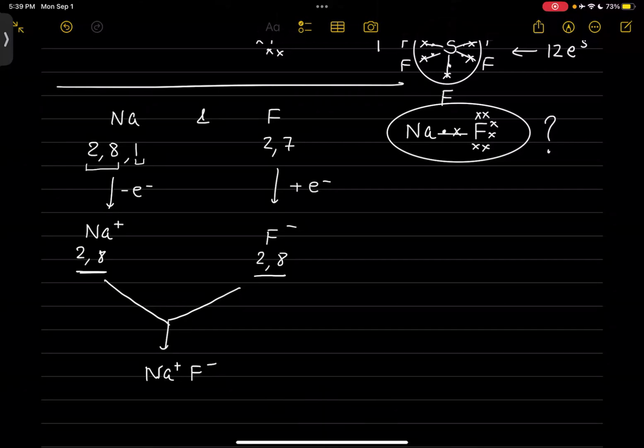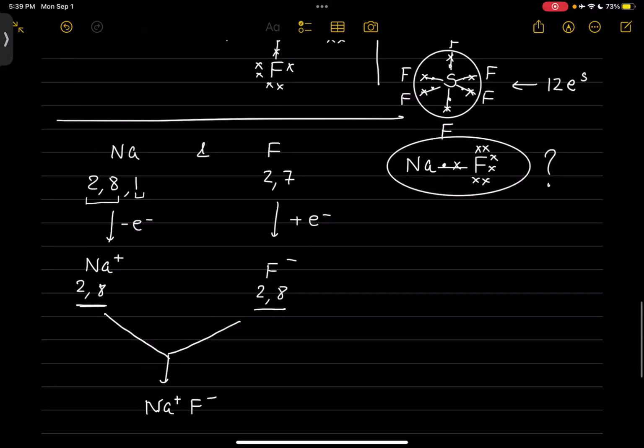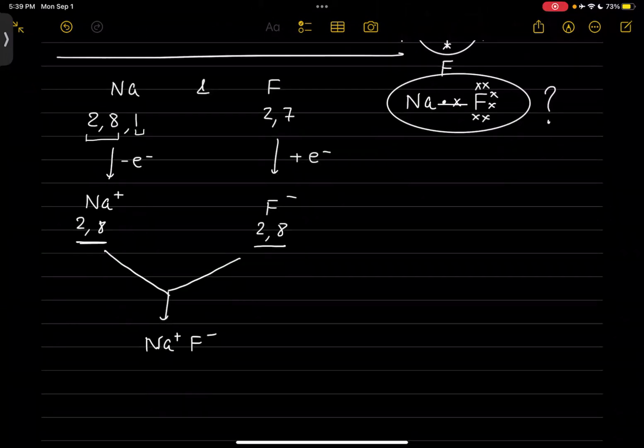Group number 1 will have 1 electron: lithium, sodium, potassium, rubidium, and cesium. That is the first group of the periodic table. Group number 2 is adjoining that: beryllium, magnesium, calcium, strontium, barium, which will have 2 electrons. And then in the P block, aluminum is 13, so 3 electrons will be removed. Likewise, you can remove the outermost electrons and form a cation, and those electrons can be given to non-metals. So non-metals will form anions.